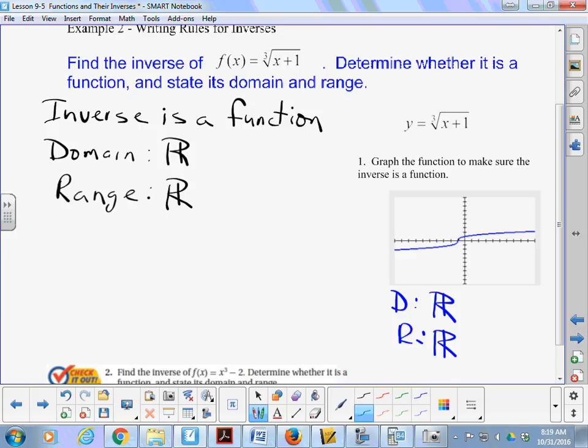All right, so we want to find the inverse. So we're going to switch x and y. So we'll rewrite it as x equals the cube root of y plus 1.